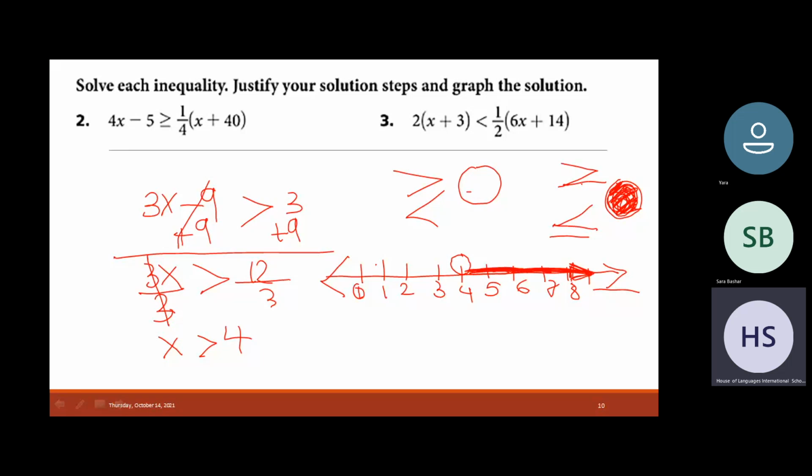If we find a shaded circle, you can say 4 is included. Here it's not included. And so x can be 5, 6, 7, 8.